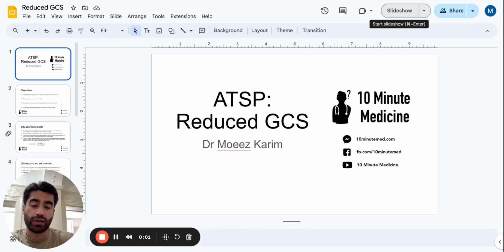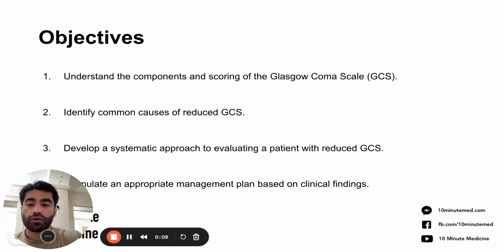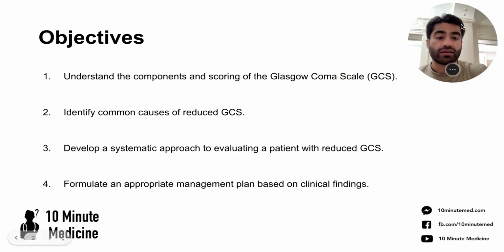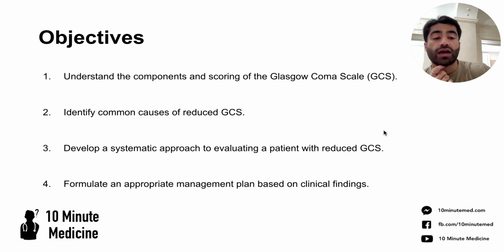Everyone. So today's topic is reduced GCS and how to go about assessing and dealing with a patient if you're called to this situation. So objectives: understanding the components of the GCS, identifying common causes of reduced GCS, and then developing a systematic way of approaching a patient if you are called to someone with this question, and then basically forming a basic management plan depending on the clinical findings.